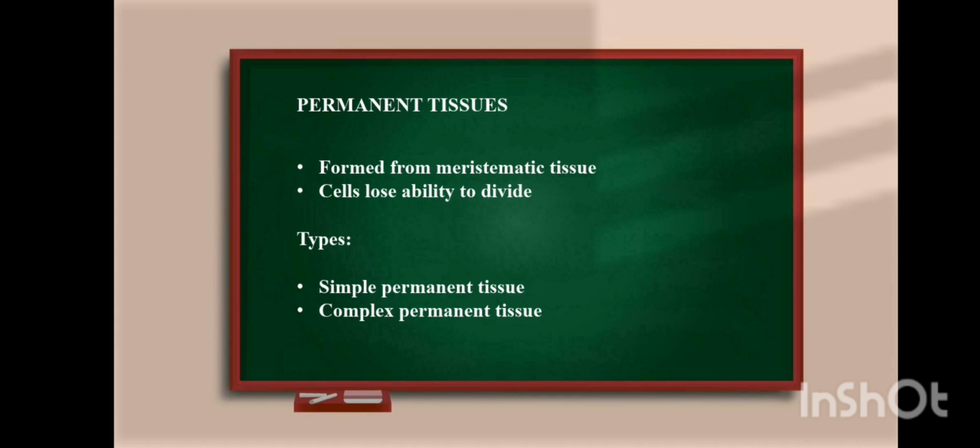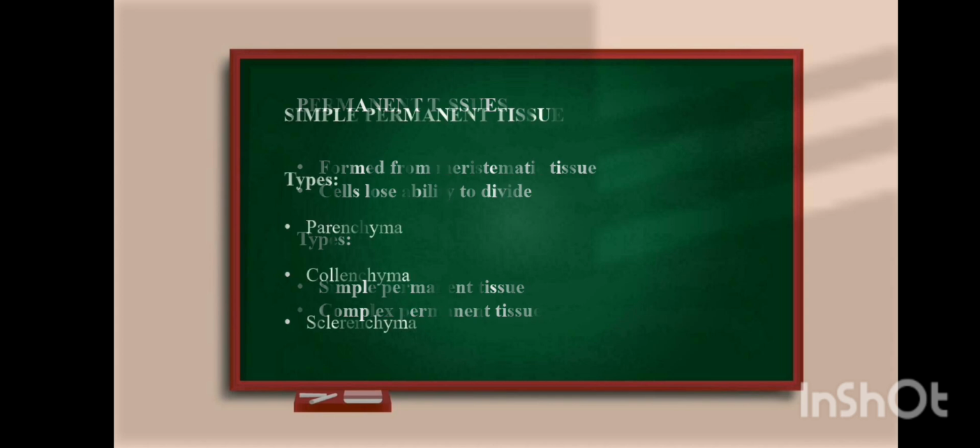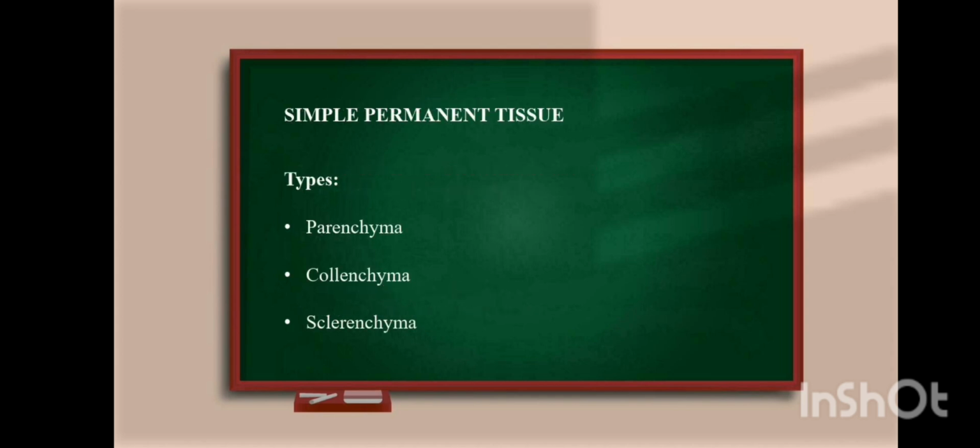The types of permanent tissues are simple permanent tissues and complex permanent tissues. The permanent tissues are formed when the meristematic cells stop dividing and take up specific functions. So they are formed from where? From meristematic cells when the cells lose the ability to divide.